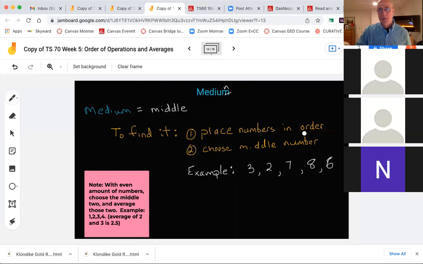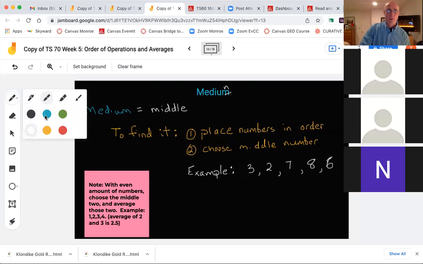Step 1 is to place the numbers in order from left to right, smallest to greatest. That's the first step. When they ask you to find the median, not the mean, but the median, the middle number, the first step would be to put them in order from smallest to greatest. Then you choose the middle number. That's the second step if you want to copy that down. Choose middle number.